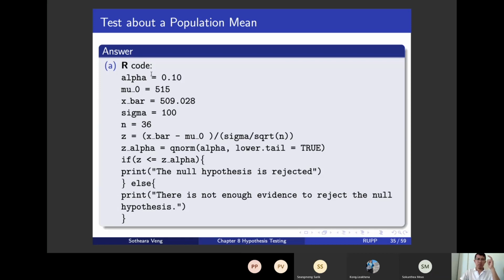I remember from the first example. So if Z is less than the critical value, it means that it falls inside the rejection region, then your conclusion is to reject the null hypothesis. Else, if Z is greater than Z alpha, print there's not enough evidence to reject the null hypothesis. This is the code for the left tail test, right?